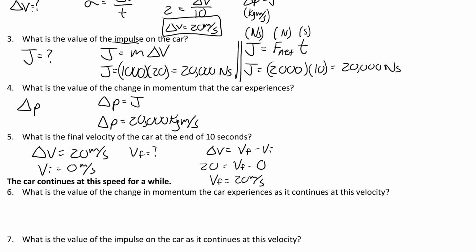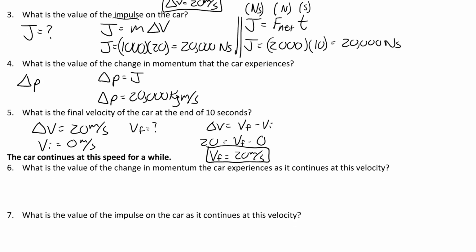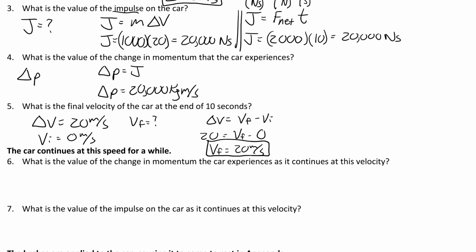Okay. Then it says the car continues at this speed for a while, at this speed here. All right, so it's moving at 20 meters per second. What is the value of the change in momentum the car experiences as it continues at this velocity? Hopefully, conceptually, you're able to find the answer. If you're moving at a constant speed, what is your change in momentum? Did you say 0 kilogram meters per second? You'd be right. But why, right? So what are we saying? Can we show it mathematically?